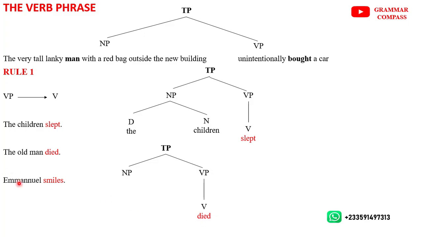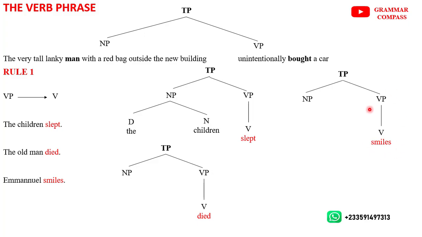Let us move on to the last sentence. Emmanuel smiles. This is a tense phrase. It is a sentence and it consists of a noun phrase NP and then a verb phrase smiles. But this verb phrase contains only one verb. Therefore, our verb phrase consists of only one verb. This is the first rule. Verb phrases consisting of only one verb.